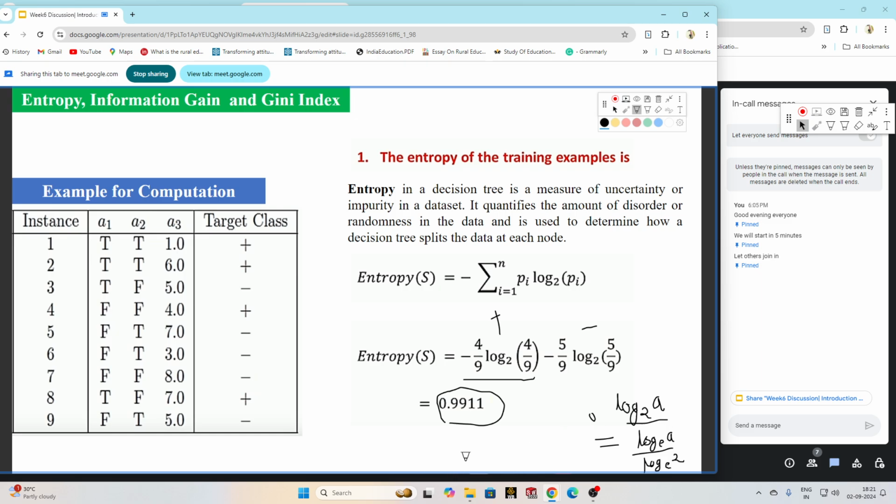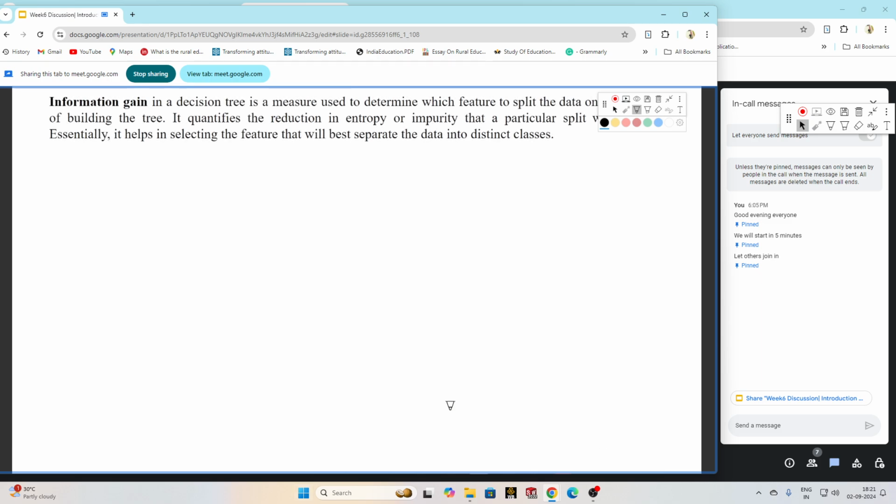So this is about entropy. Entropy of the training examples, or you can say entropy of the prediction set, that we have calculated. But our next target is to find information gain. So what is information gain? Information gain is a derived feature from entropy. It is the entropy of the whole set minus the cross entropy of the input attribute. So that is information gain.